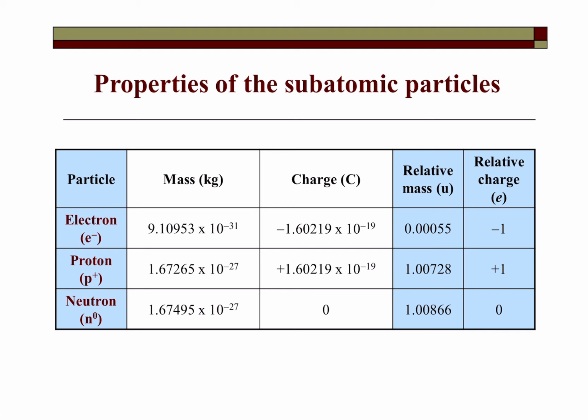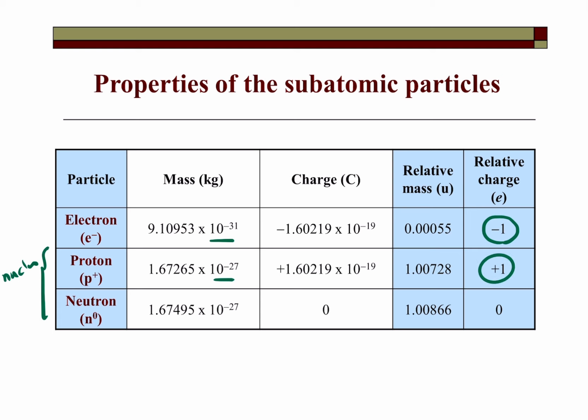From here we can explain the properties of the subatomic particles. Electron is negative, proton is positive, neutron is neutral, and the last two are in the nucleus. As you see, the mass of the electron is about 10 to the power of minus 31, almost 10,000 times different or more. The charge is exactly the same magnitude as the proton, but negative versus positive. We can find the relative charge if you divide them, and the ratio is -1 and +1.